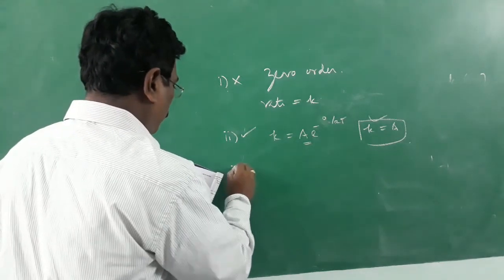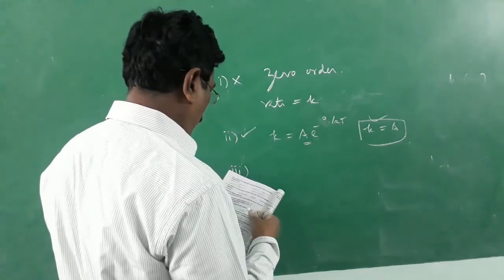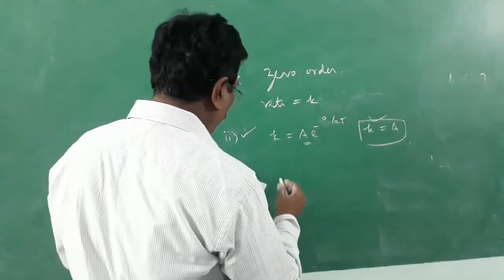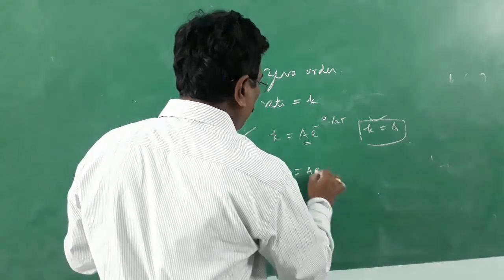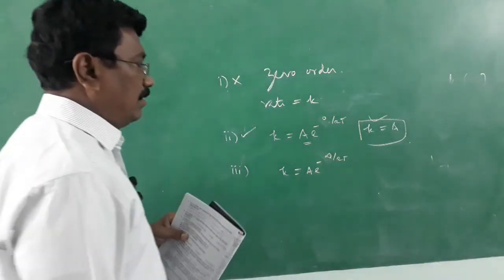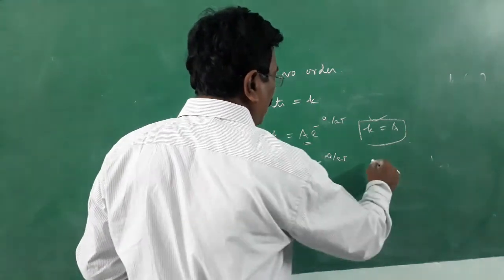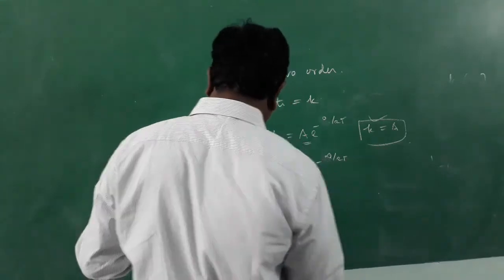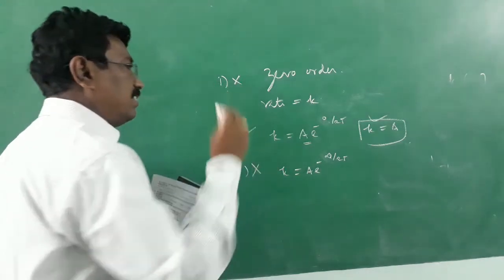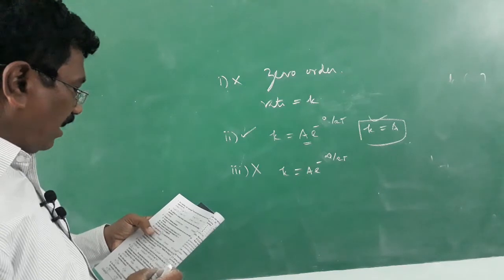Third point, rate constant K is equal to collision frequency A, if Ea is equal to infinity. K is equal to A into e power minus Ea by RT. When Ea becomes infinity, it will become 0. So the whole term will become 0 and K equal to A is wrong. Third one is wrong. Fourth point: a plot of ln K versus T gives a straight line.